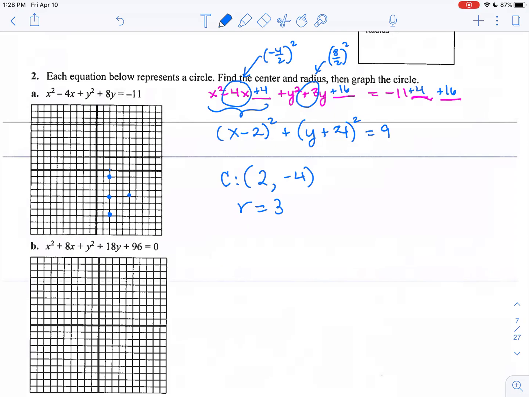So up, down, from the center, 3. Right, left, from the center, 3. I went one too many over. Okay, and then draw your best circle that goes through those 4 points.